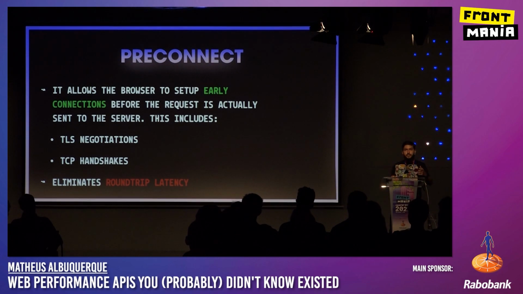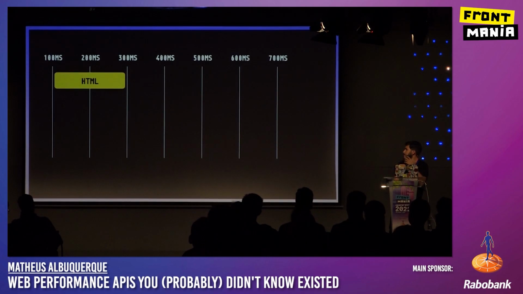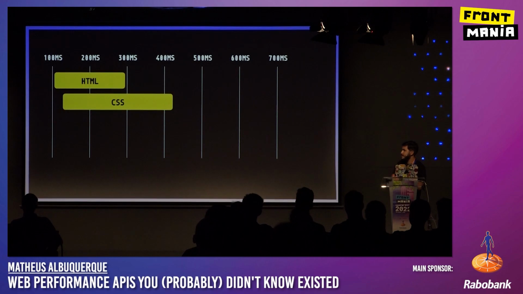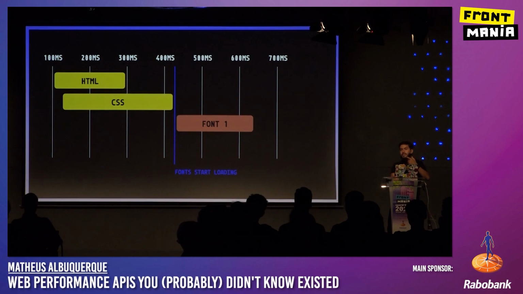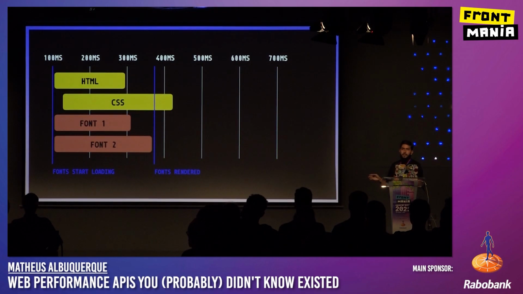So it's easier if we can visualize. So let's say we have this timeline, and we download our HTML, we download our CSS, and then let's say we have 2 custom fonts. So they're going to start loading here after we went through our CSS. And then we start doing all the networking for font 1 and for font 2. And of course, only after that they're going to be rendered. Using preconnect, we can optimize that and push this to the very beginning, because the browser is going to go ahead of time and start doing the network part of that.